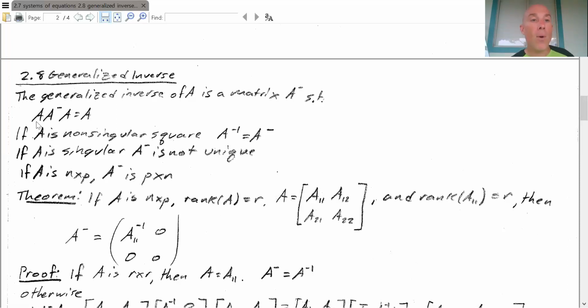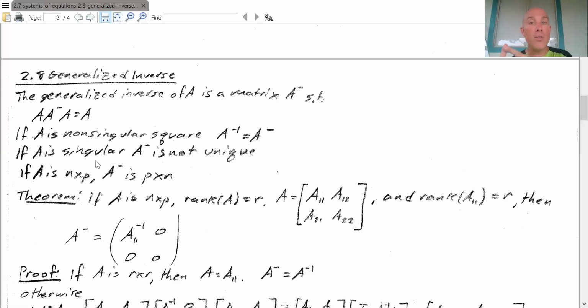Okay, so if A is non-singular square, then A superscript negative sign is actually the regular old inverse, which means that this part is equal to I times A is A, so it's a meaningless equation if A is non-singular square. Another thing is that if A is invertible, then the generalized inverse is unique because the inverse is unique. Now, if A is singular, that means it does not have an inverse.